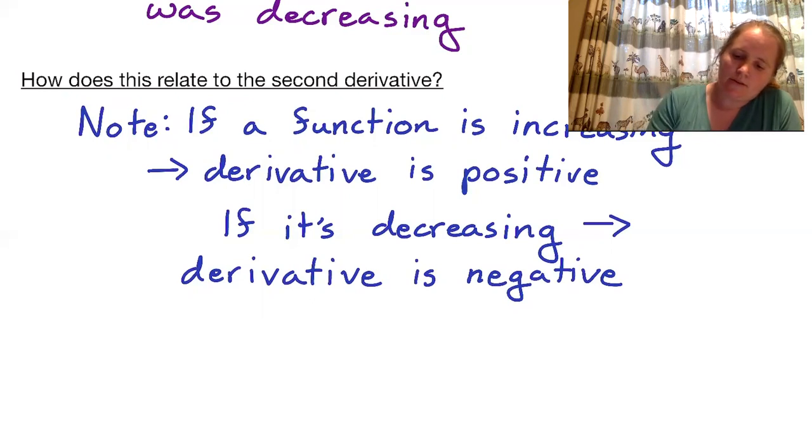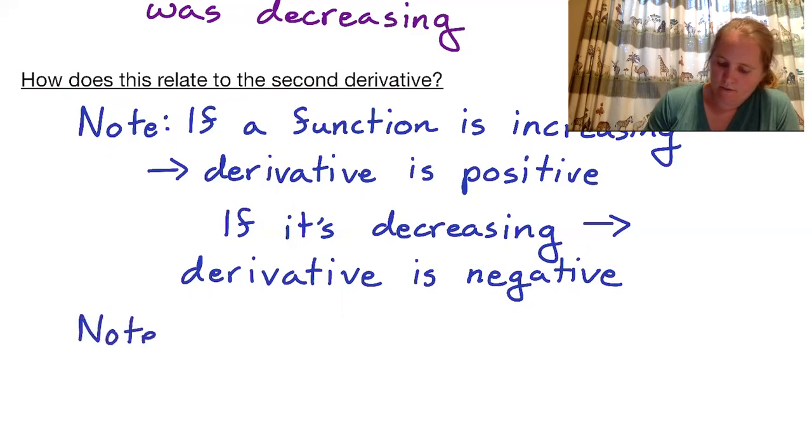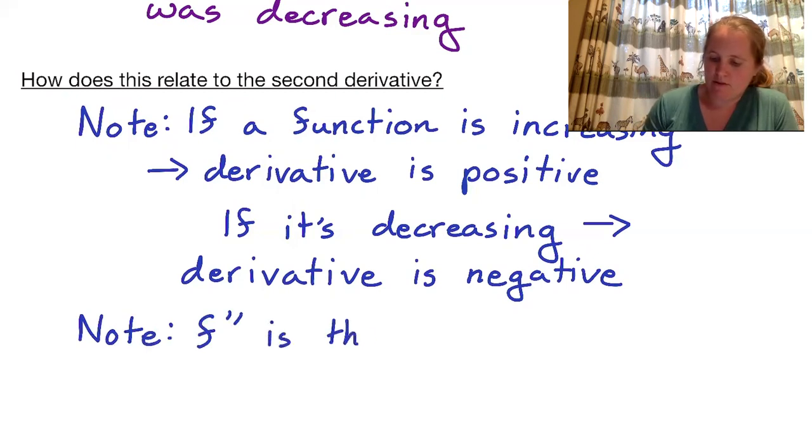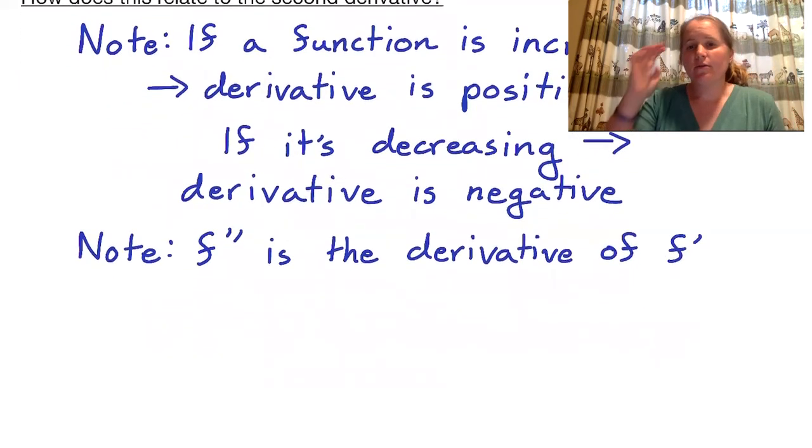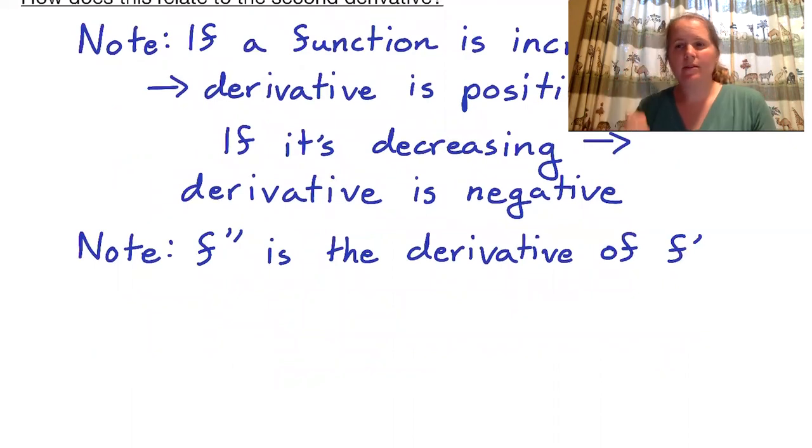So the other piece of information that's going to be useful is our second note: the second derivative, f double prime, is the derivative of f prime. So if we want to figure out where f prime is increasing, we can just look at the second derivative. Right?